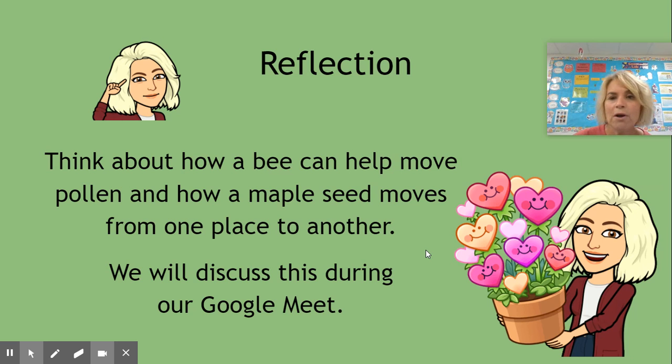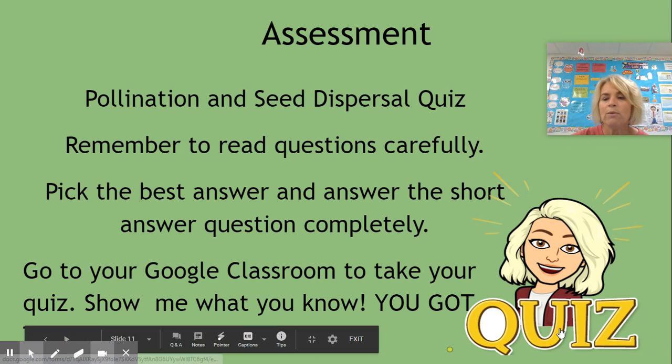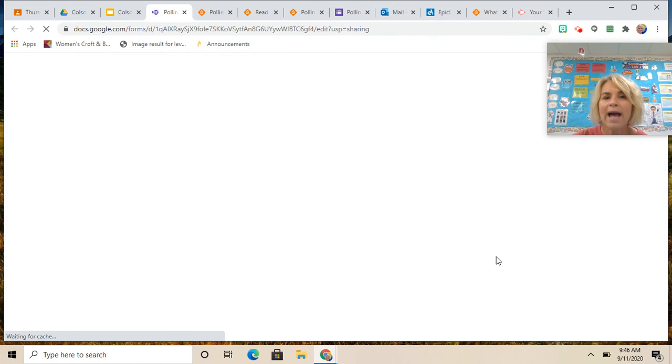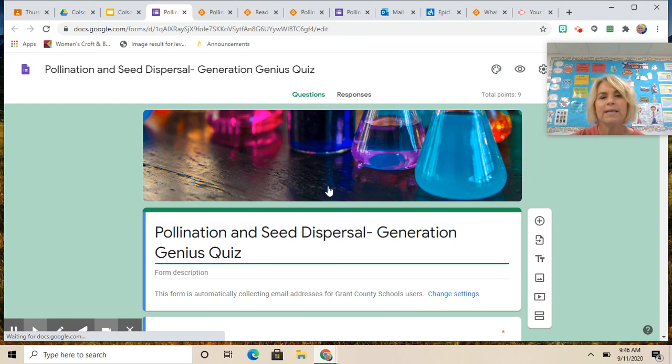Now, after our Google Meet, you will have an exit ticket, and it's called Pollination and Seed Dispersal Quiz. I guess it's actually a quiz, not an exit ticket. And I definitely want you to pick the best answer, and then you'll have a short answer question to complete. So I'm going to show you what that'll look like, and we'll do that after we do our Google Meet. So it'll look like this, okay?